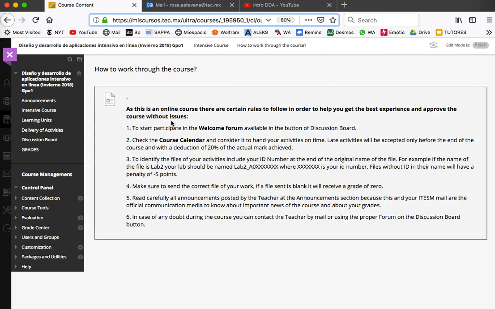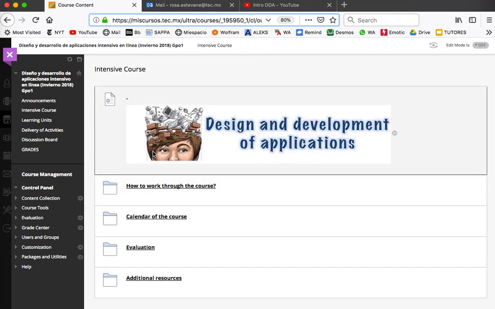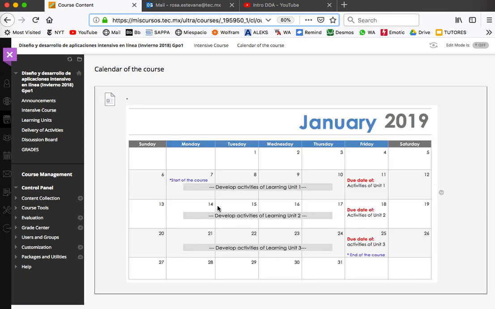What I can highlight from here is that there is a course calendar, and every activity that you hand in late will suffer a deduction of 20% of the grade. But please check all these 6 points on how to work through the course. Then this is the calendar of the course. As I'm saying, it is super important that you consider it.